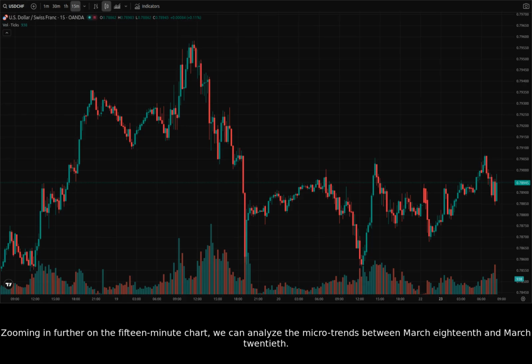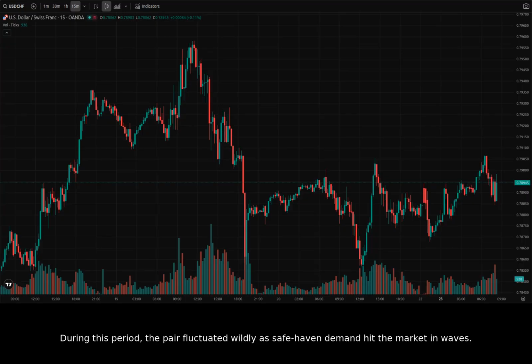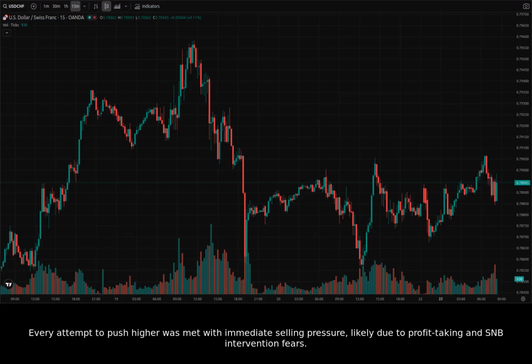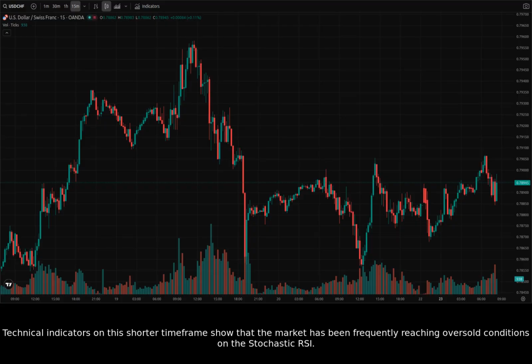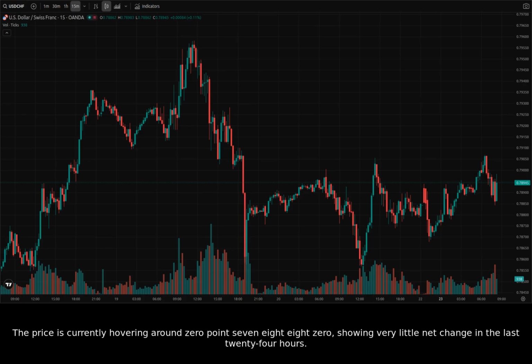Zooming in further on the 15-minute chart, we can analyze the microtrends between March 18th and March 20th. During this period, the pair fluctuated wildly as safe haven demand hit the market in waves. We can see how the price struggled to sustain any momentum above 0.7900. Every attempt to push higher was met with immediate selling pressure, likely due to profit-taking and SNB intervention fears. Technical indicators on this shorter time frame show that the market has been frequently reaching oversold conditions on the stochastic RSI. The price is currently hovering around 0.7880, showing very little net change in the last 24 hours.